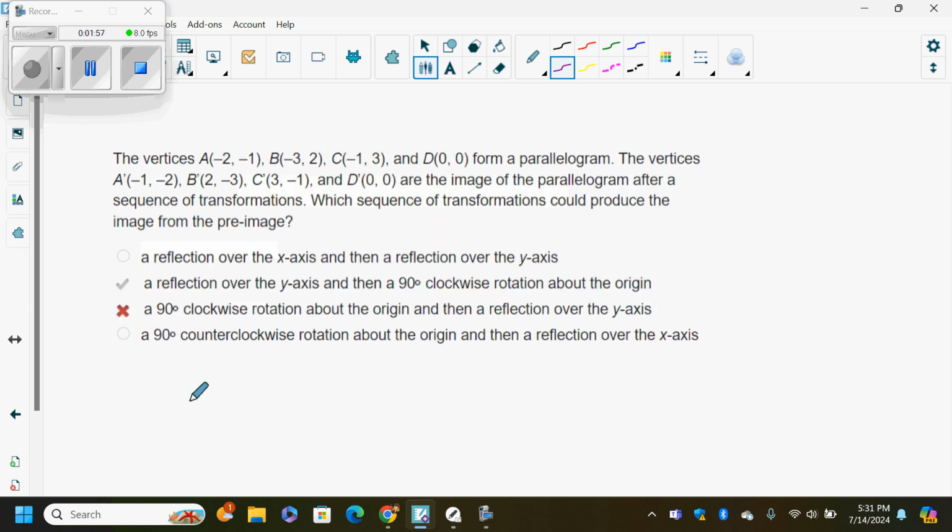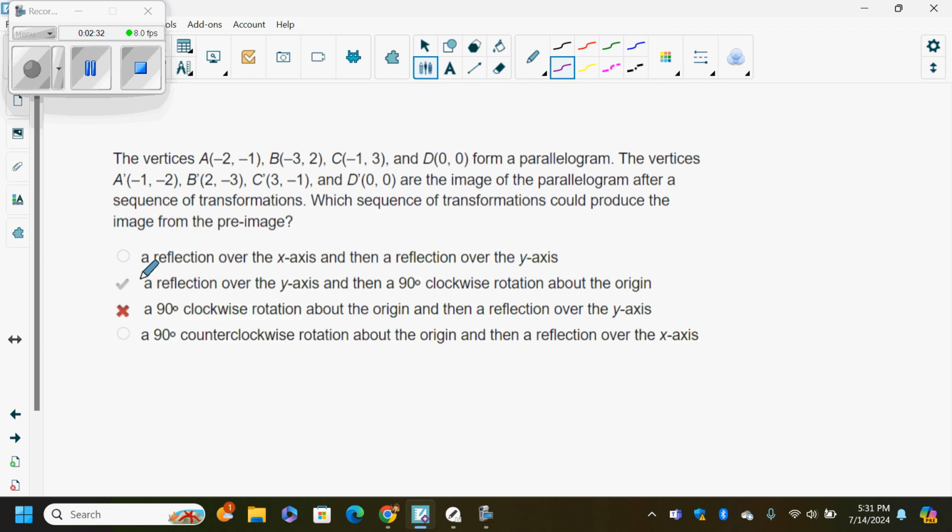All right, here are the 5 questions you got wrong on your last unit test. The vertices A (-2, -1), B (-3, -2), C (-1, 3), and D (0, 0) form a parallelogram. The vertices, so notice they flipped, became (-1, -2), (2, -3), (3, -1), and (0, 0), the images of the parallelogram after a sequence of transformations. Which sequence of transformations could produce the images from the pre-image?